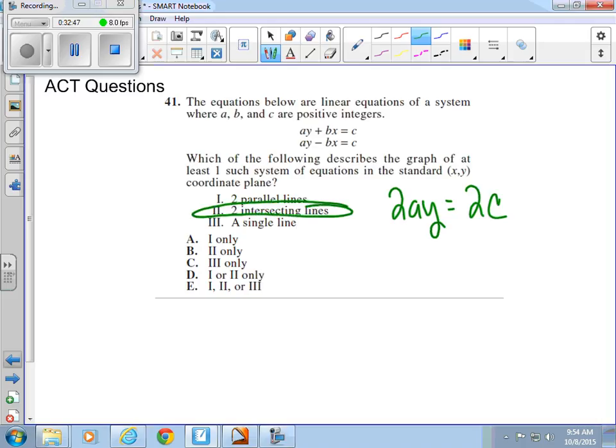Now, if this had been a negative AY, like that, then I would get 0 equals 2C. That would be two parallel lines. If this were also a negative C, then I would get 0 equals 0, and I would have the same line. So that's how they can rearrange this question. But this one was an interesting one. I'm definitely set up for elimination. Any questions for that?